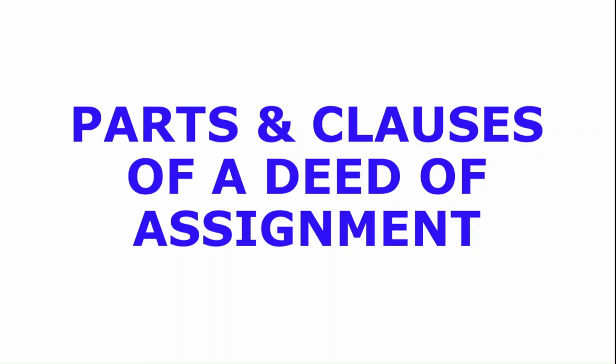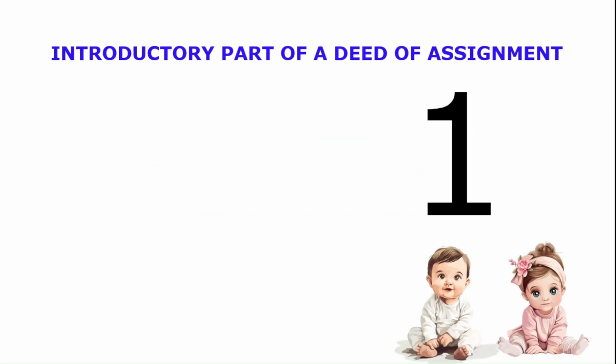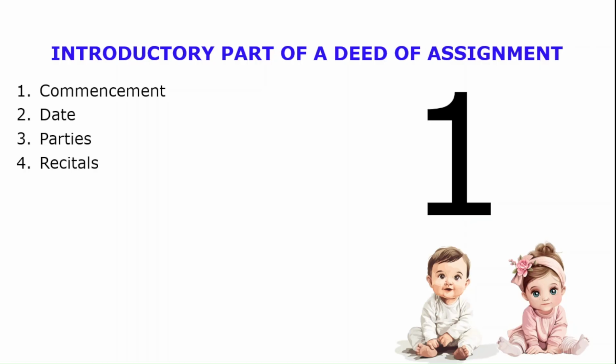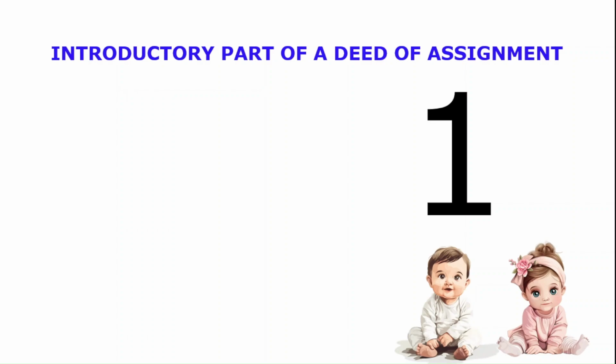So let's look at the introductory part of a deed of assignment. What are the clauses in the introductory part of a deed of assignment? 1, we have commencement. 2, dates. 3, parties. 4, recitals. We're going to take it all over again so that you will remember. You don't have to memorize this as though you are cramming, right? I want it to be that after watching this video, if tomorrow is your bar final examination, you'll be able to list out the introductory part of deed of assignment. So I want you to take the video very, very seriously. So the first one is what? Commencement, date, parties, recitals.